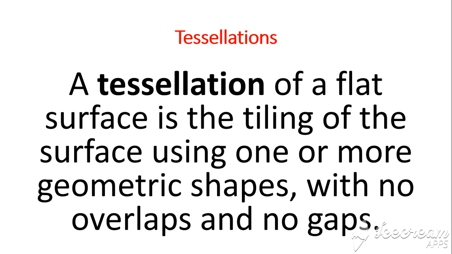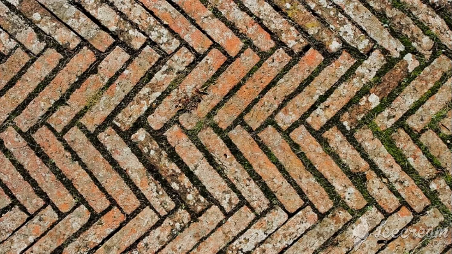Now, tessellation of a flat surface is the tiling of the surface using one or more geometric shapes with no overlaps and no gaps. In the real world, tessellations are used in all sorts of applications for tiling. Most tiling that you see in houses or in places around are all tessellations.